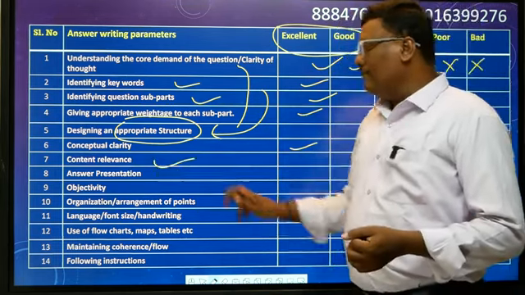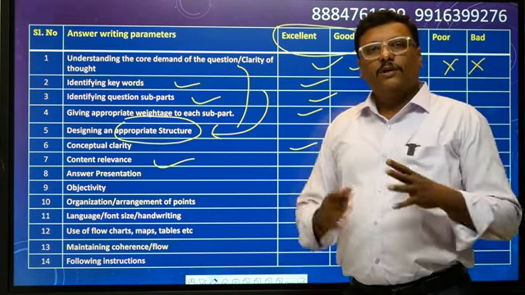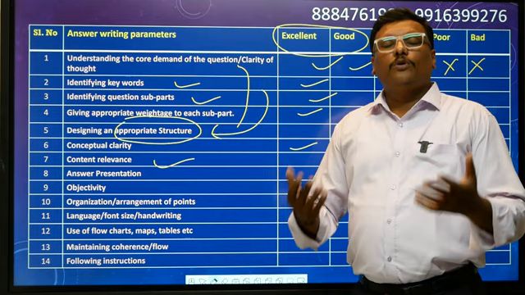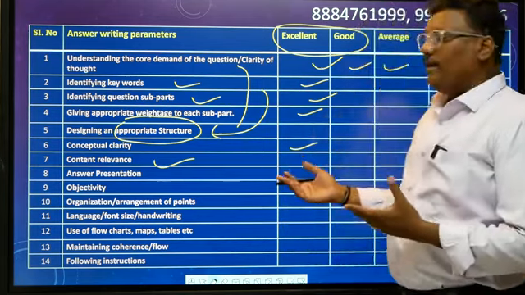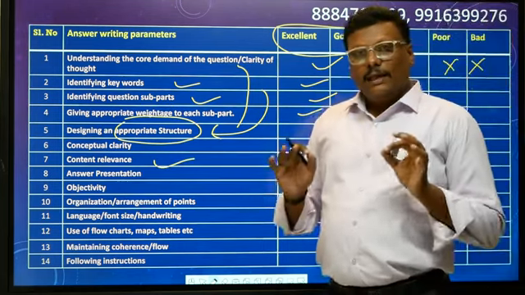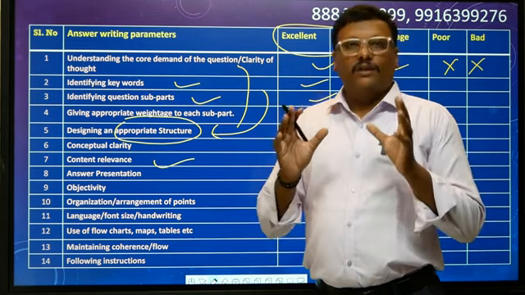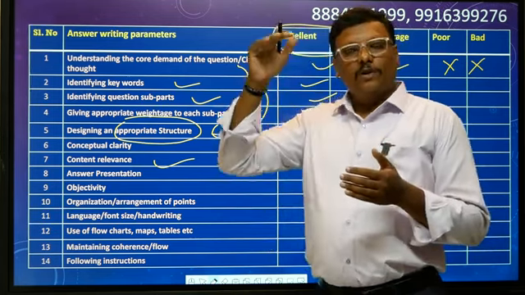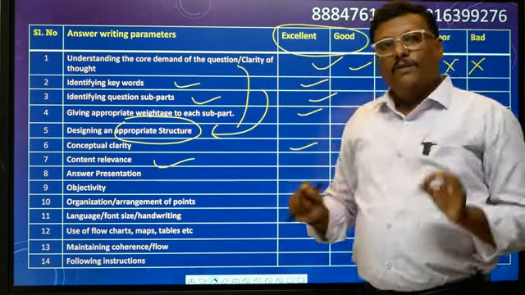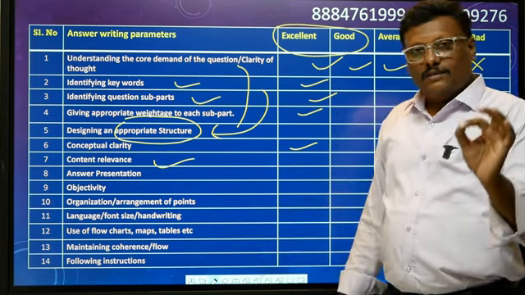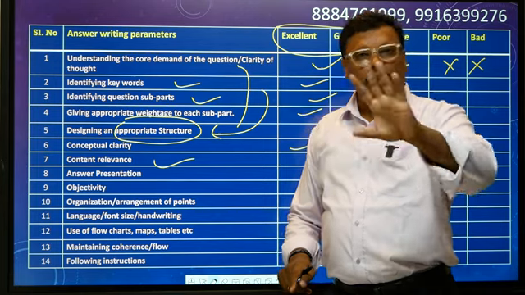Then content relevance. When you are presenting content, your conceptual understanding is good, but it is so bulked up, you don't know what to present, and you end up writing something not so relevant, then it becomes completely irrelevant. So while writing an answer, make sure that the most obvious or most important points are written first, followed by the less important points. The chronology should be from most important to least important. That is called content relevance. And whatever content is written should be within the confines of the demand of the question. It should not deviate anywhere, right?